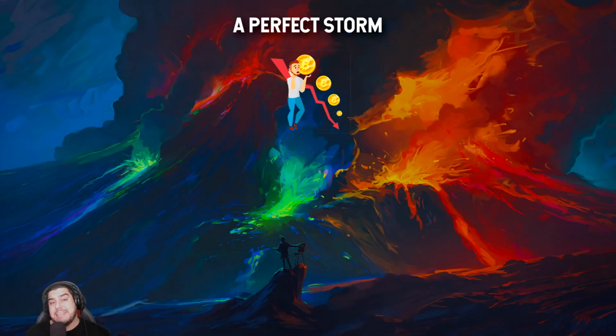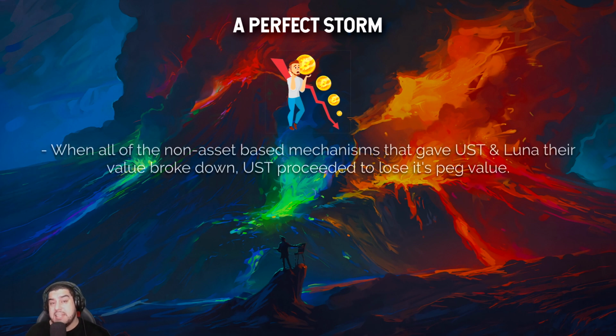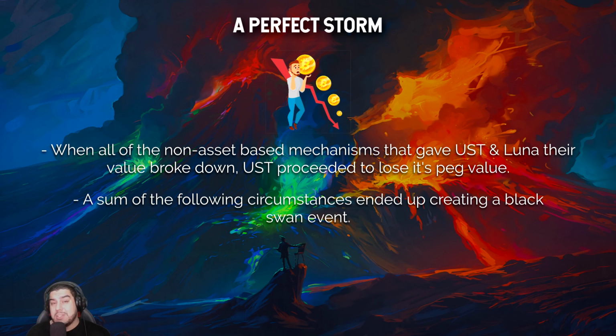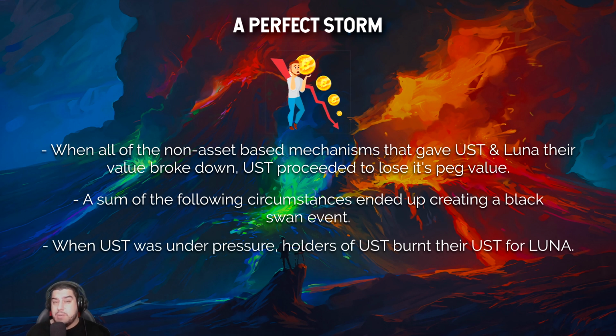When all of the non-asset-based mechanisms that gave Luna and UST their value broke down, UST lost its dollar peg. Along with a number of ill-fated circumstances, this created a perfect storm for a black swan event. Luna's price was under pressure, so UST holders feared that the UST peg was at risk and decided to redeem their UST positions. In doing so, UST was burnt and Luna was minted and sold on the market. This exacerbated further decline of Luna's price, creating hyperinflation whilst additionally pushing more UST holders to sell their UST. Furthermore, a large drop in the total market cap of crypto at the time created further selling pressure.